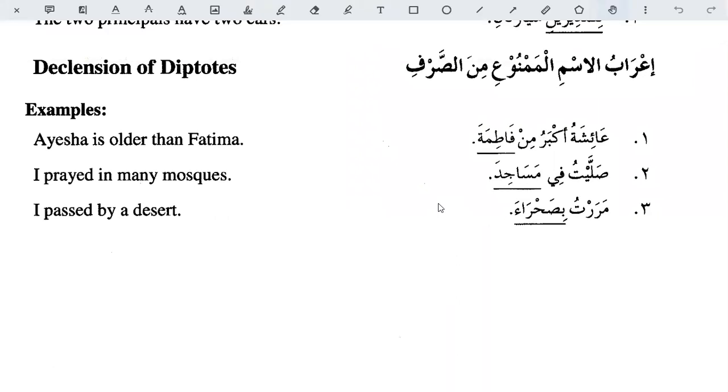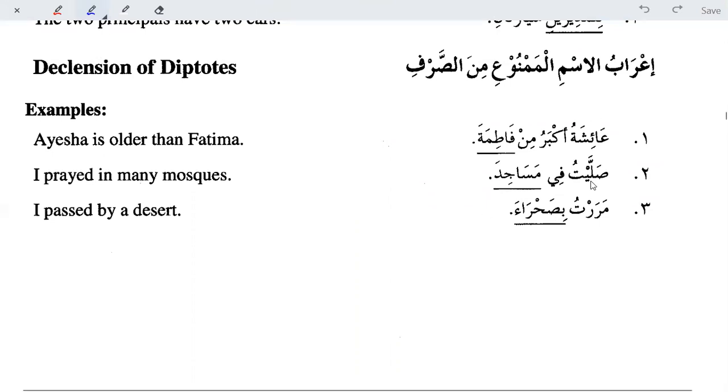Okay, you better write this. Sir, second and third is jumla fi'liyya, no? Sallaytu jumla fi'liyya, marartu jumla fi'liyya, correct? Yeah. First is ismiya. Yes, so you better write this.